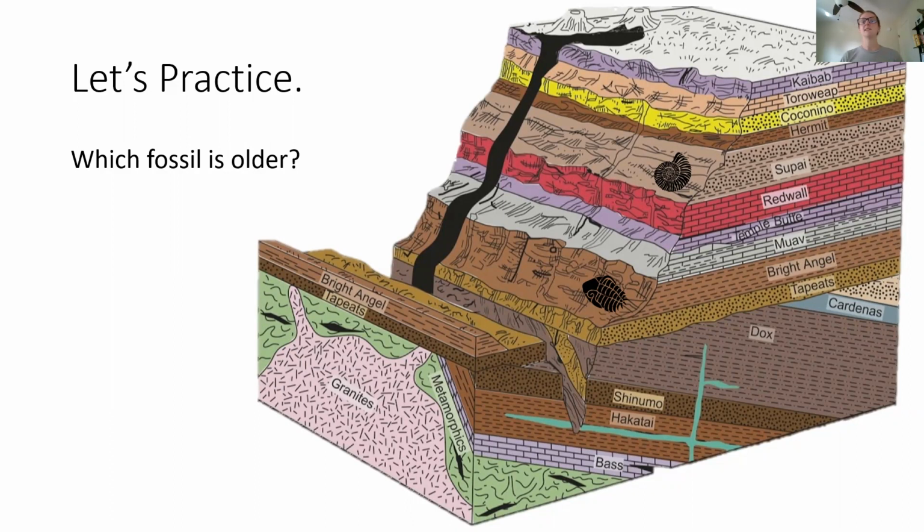So looking at this diagram of the Grand Canyon, which starts with the Kaibab limestone all the way on the top, going all the way down to the metamorphics and the granite at the bottom, I want you to look at the two fossils that I have shown on this, one in that tan Sapai layer, the other one farther down in that dark brown Bright Angel layer. Which fossil is older?